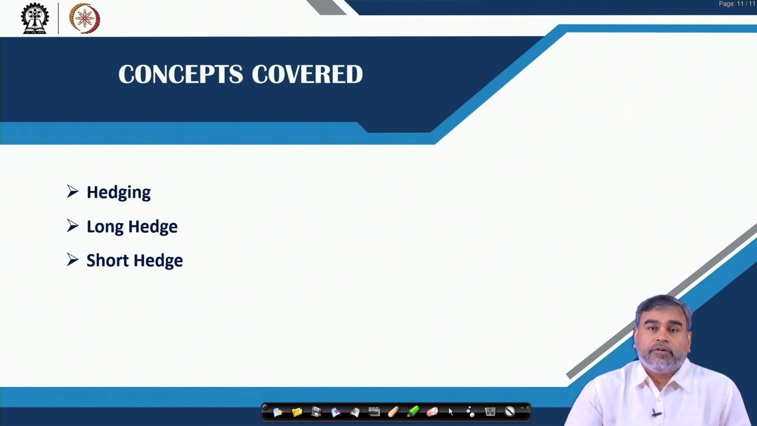Whenever we talk about hedging, we always observe two types of hedge. One is the long hedge, another one is the short hedge. Long means buying, short means selling. These are the two major types of hedging process which work in the financial system, and today we will be discussing how these two types of hedging concepts are used by commercial banks to manage their interest rate risk in the market depending upon different conditions.